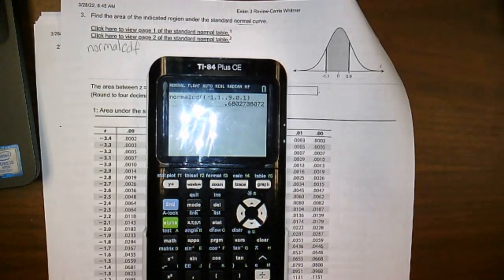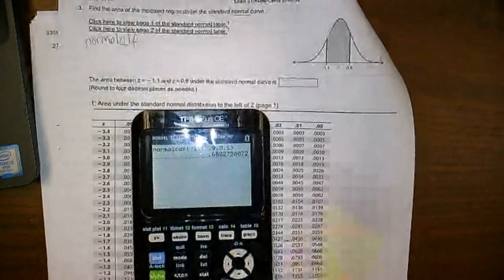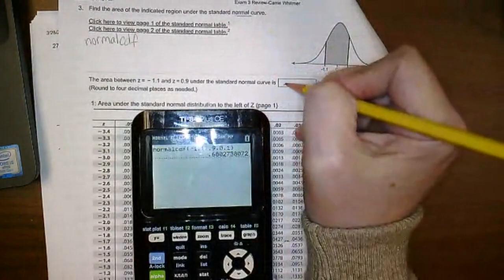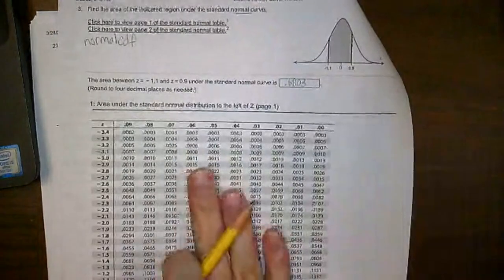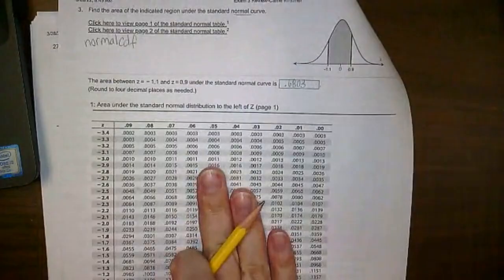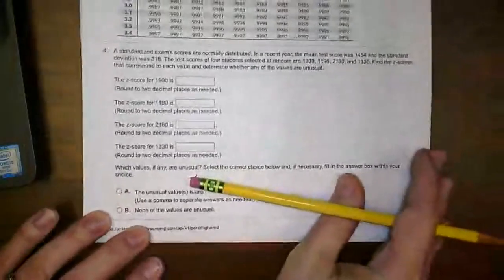So you should end up with, and this one says round to 4 places, 0.6803. So I did not use my table, I used my calculator instead. Okay, moving on to number 4.